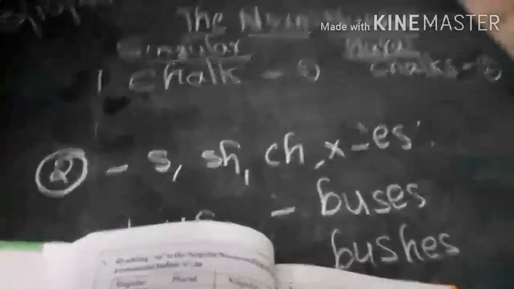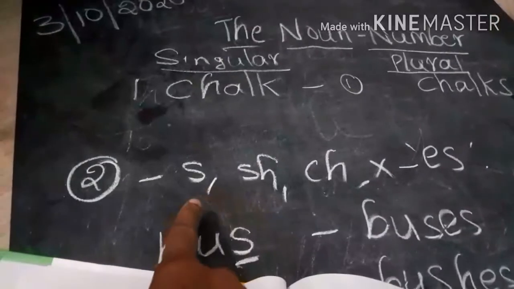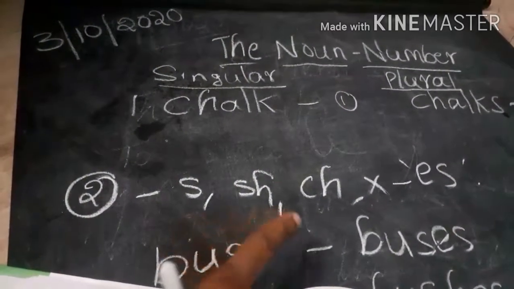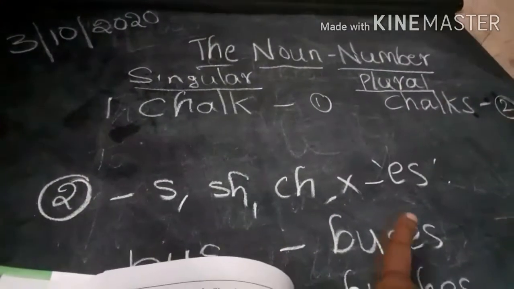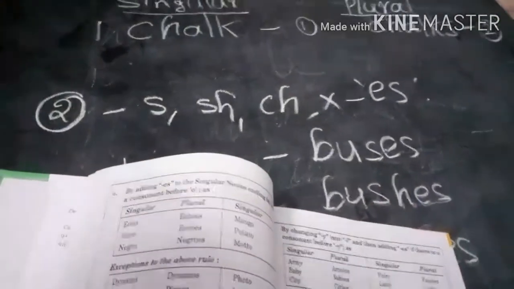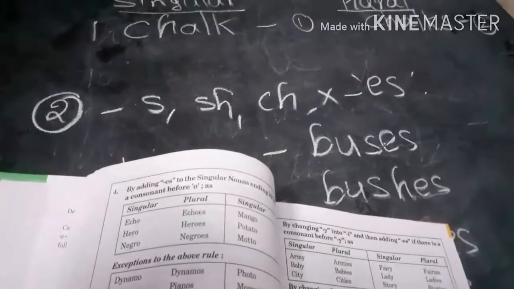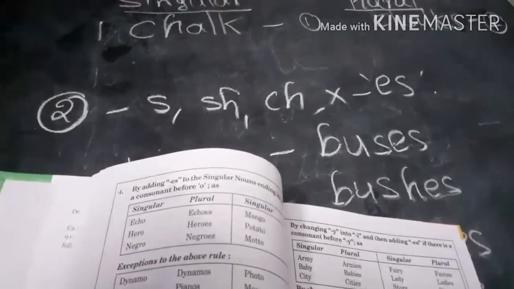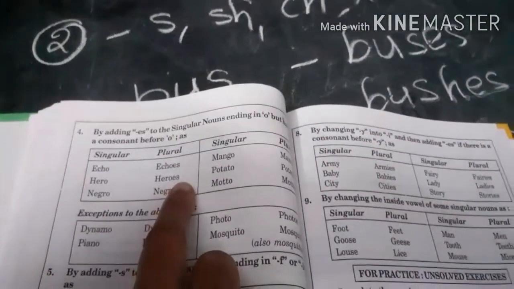Sometimes it becomes IES. Children, when a word ends with S, SH, or X, we have to add ES to make the plural. If a word ends with O and has a vowel before it, we have to add S to the plural word. And again, one more example, the fourth exercise.